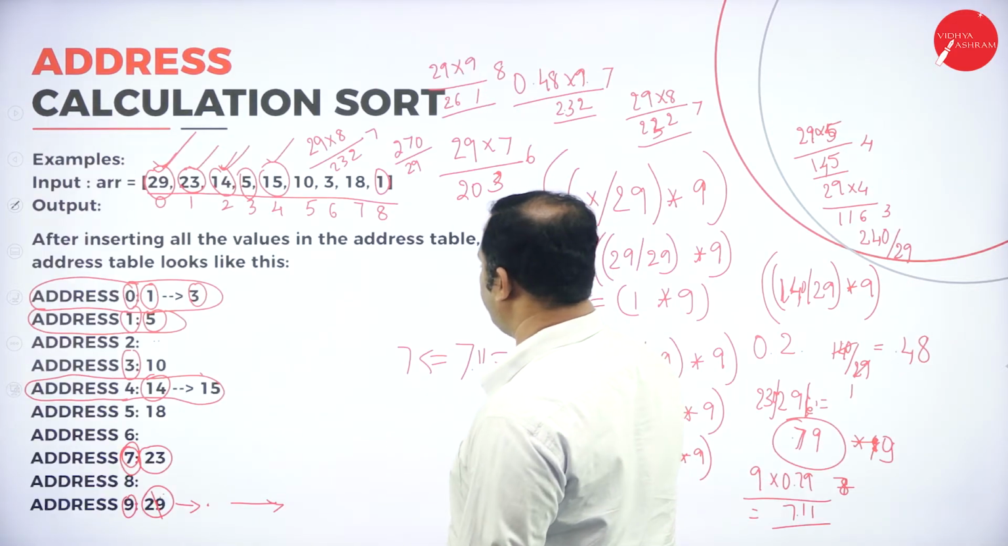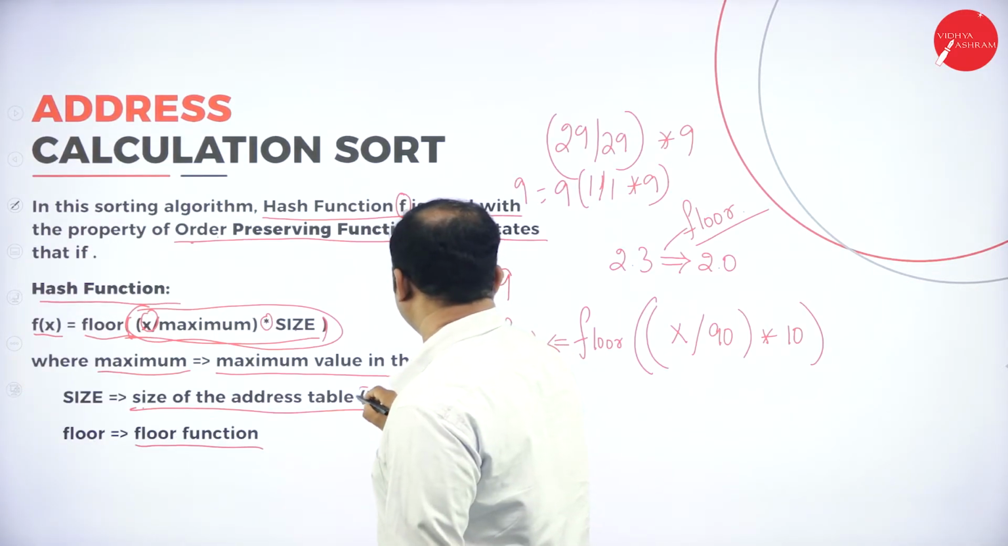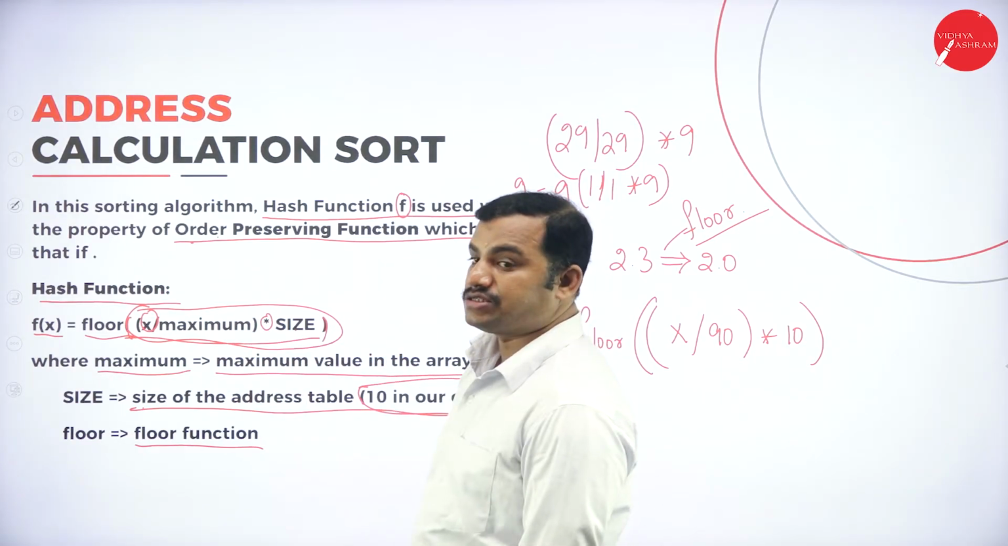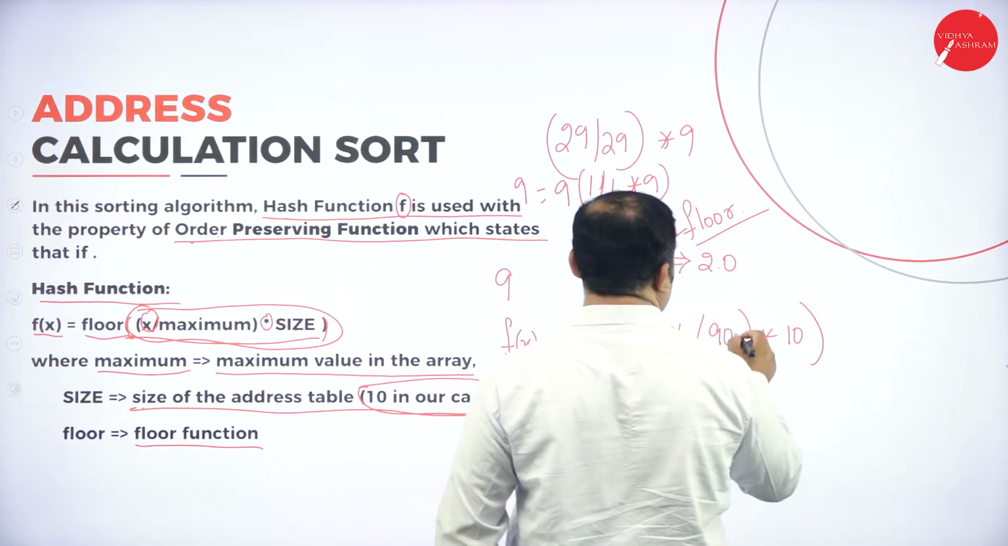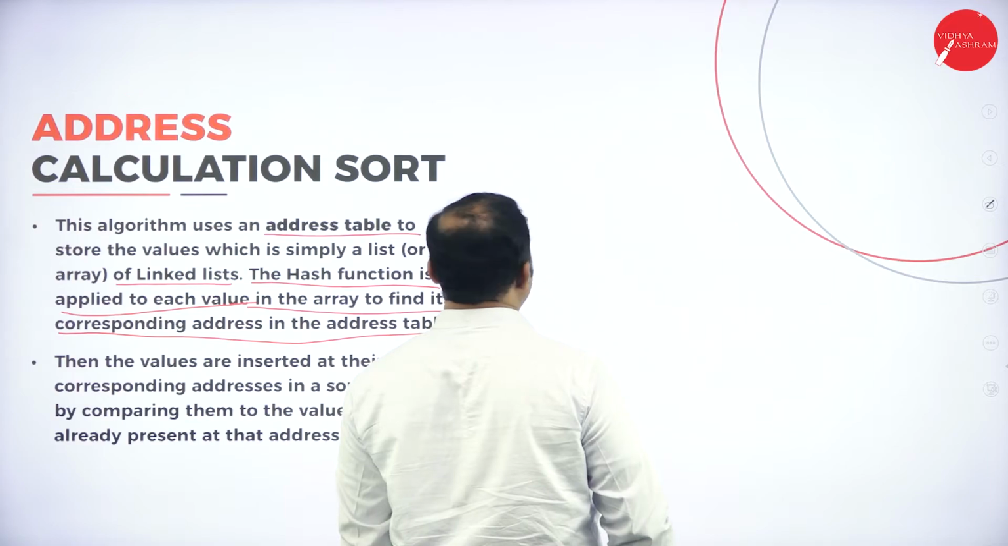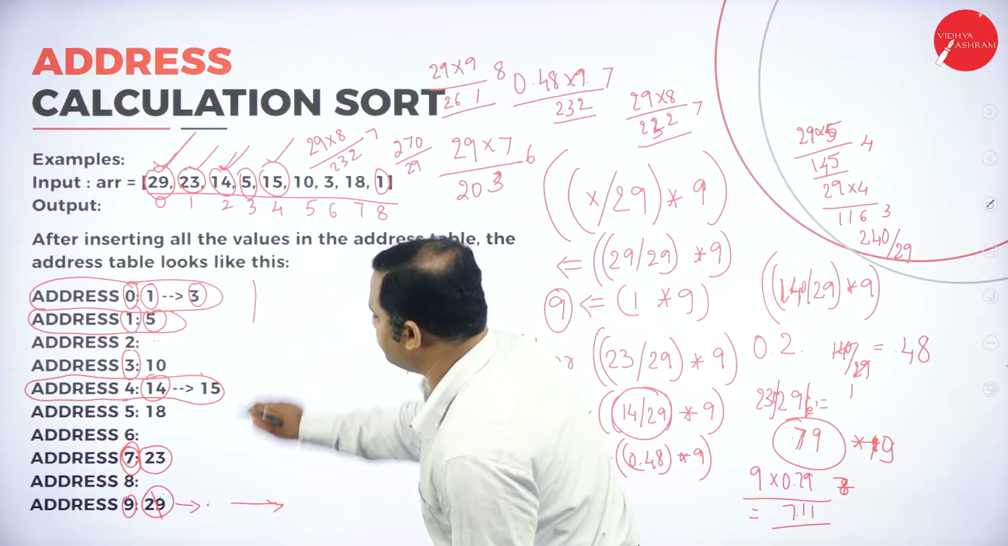But what is the value which is stored here? The value which is equal to 10 is our case. The address table, the size of that is considered as 10, not even 9. So we have considered 10 here. So if that is the case, let us recalculate everything from here to here.